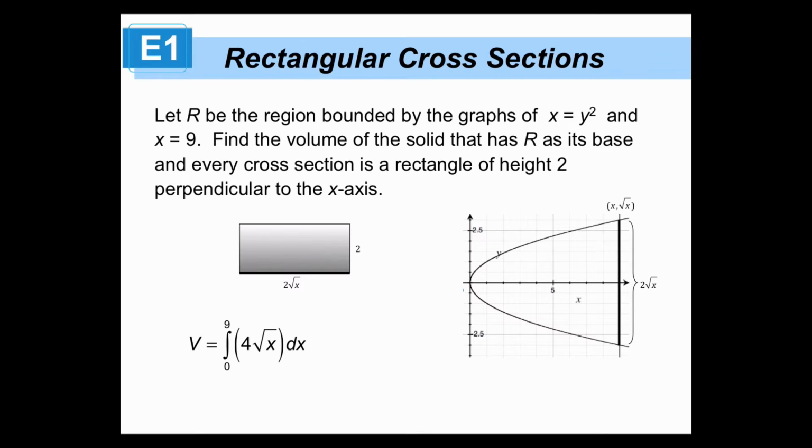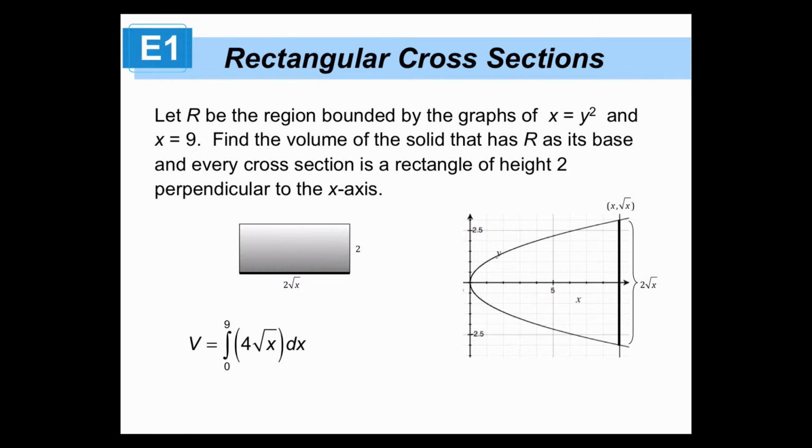Wait, why was it 4 root x then? Because it's the area of the rectangle, base times height. The base of this rectangle is the same as the representative rectangle over here. The height in this particular problem is fixed at 2, so that doesn't change. And so 2 square root of x times 2 is 4 square root of x.